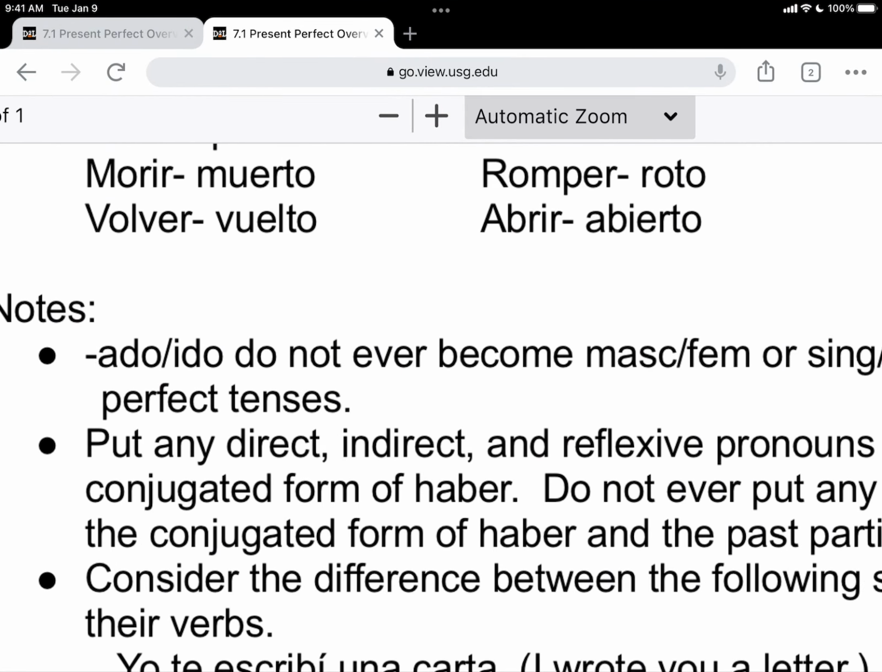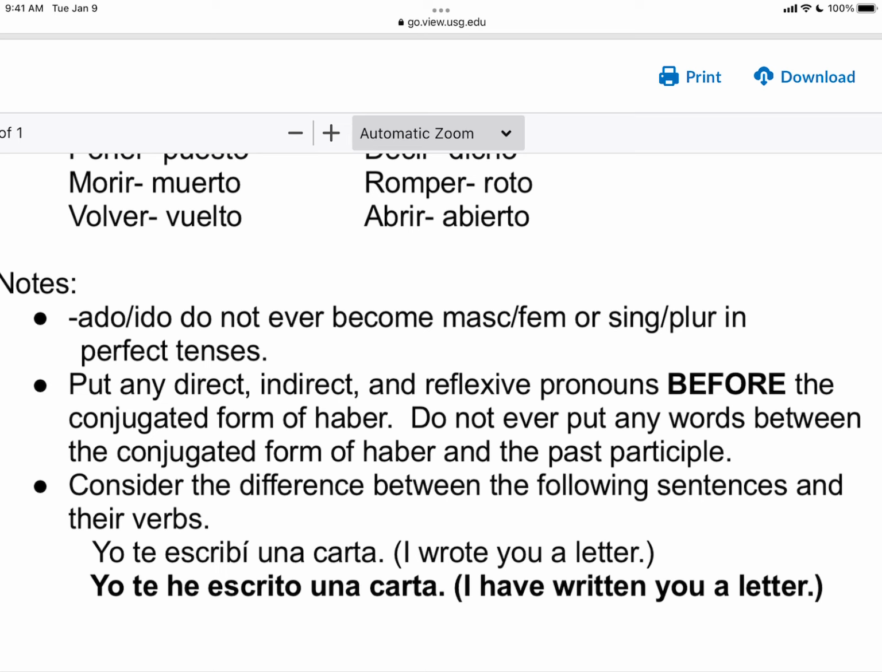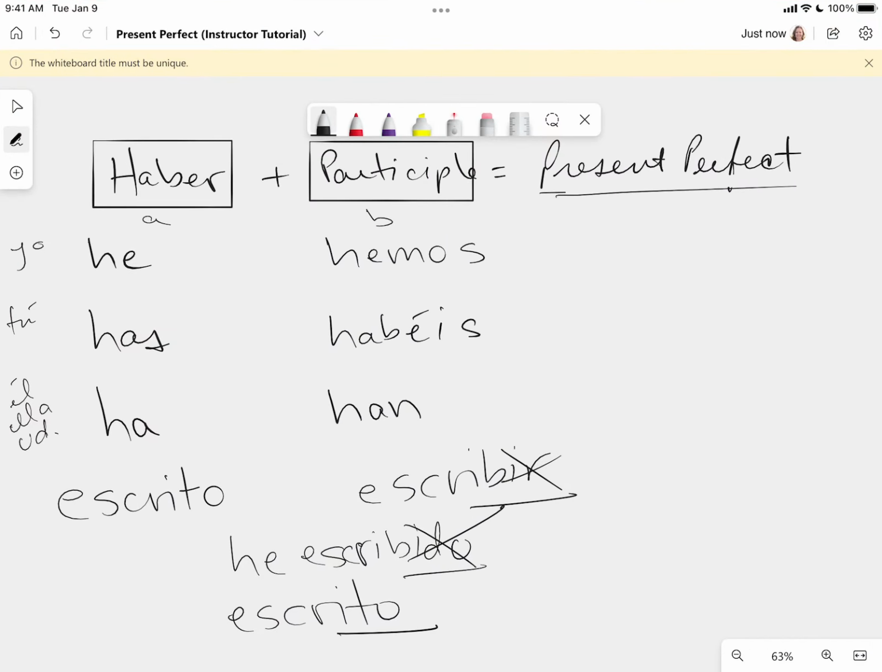Reflexive pronouns: I wash myself, you wash yourself. I wash my hair, right? Me lavo el cabello, and so on. Those are reflexive pronouns. Anytime we have those direct, indirect, or reflexive pronouns, they're going to come before the word haber. Okay, so back to our whiteboard.